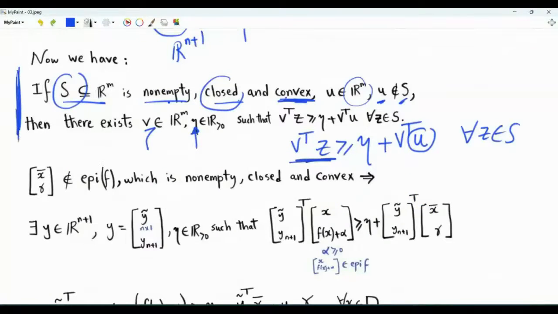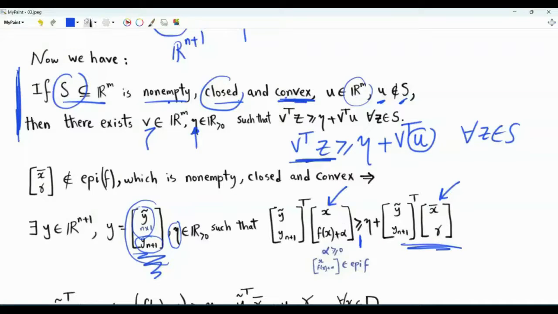Consequently, we can apply this result here. The epigraph is like our set S, and this is the point outside the set. There is a non-zero vector in Rn plus 1. The first n components of the vector are y tilde, and the last component is the scalar y n plus 1. There is a positive real number eta, such that the inner product between this vector and any vector in the epigraph of function f is greater than or equal to eta plus the inner product between this vector and that point that is outside the epigraph, which is the point x bar and gamma.